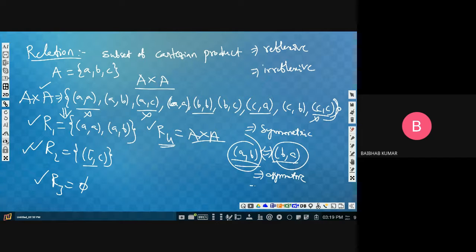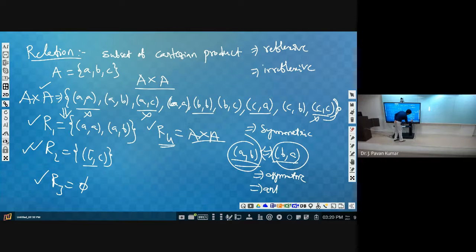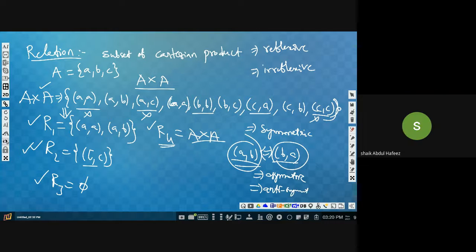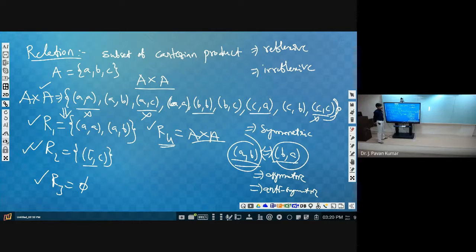Next, antisymmetric. What is meant by antisymmetric? If (A, B) and (B, A) are present, then A is equal to B. A symmetric pair may exist only in the sense that the symmetric pair should be a reflexive pair. In a generalized way, we can say that if a symmetric pair exists, then that pair should be a reflexive pair. Then we can say it is antisymmetric.